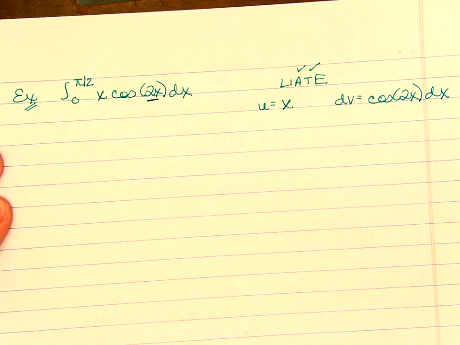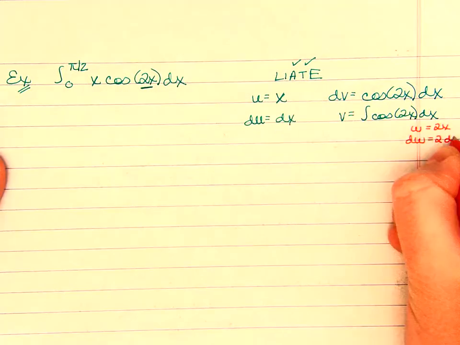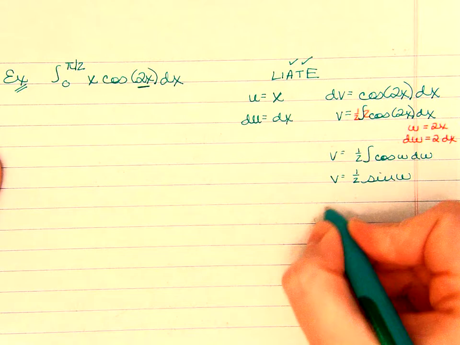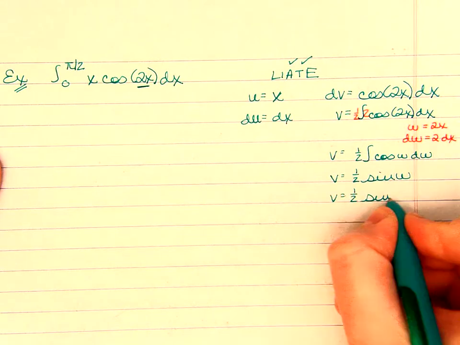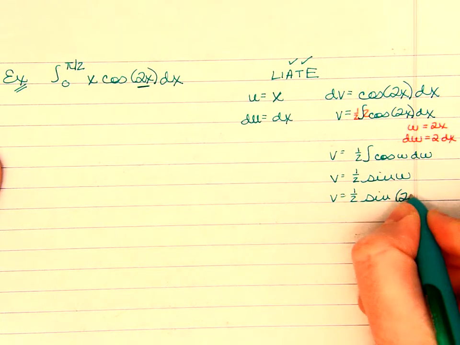I'm going to say W equals 2x. dw equals 2 dx. Stick a 2 in and a 1/2 out. I'm going to get v equals 1/2 times the integral of the cosine of w dw. So I'm going to get 1/2 times the sine of w, or 1/2 times the sine of 2x.